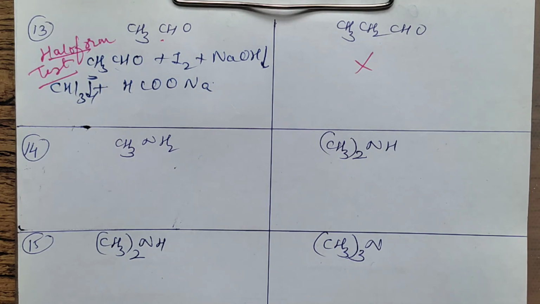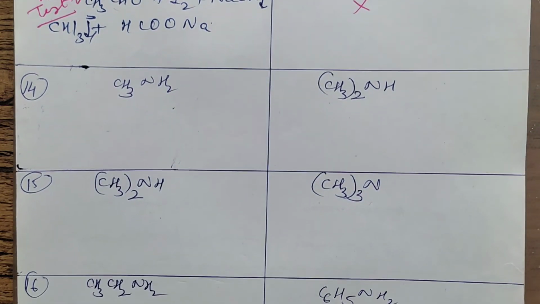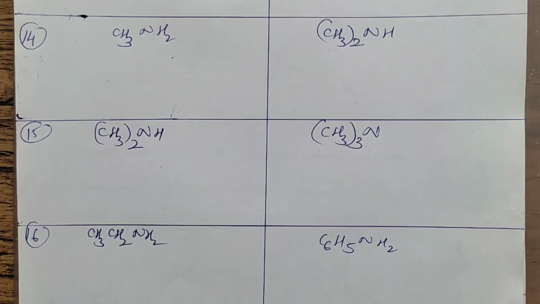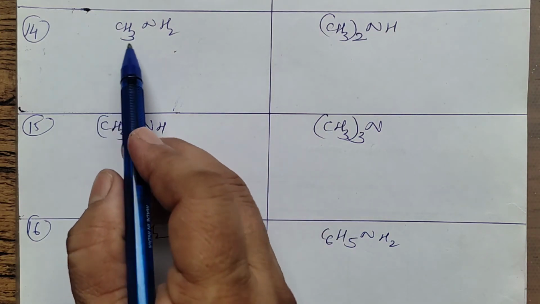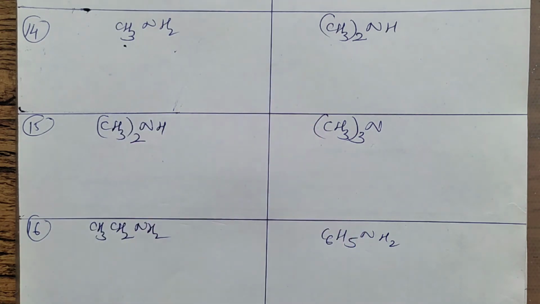Fine till here. Now we'll move on to amines. So we are trying to complete all the distinguish between questions which are included in your chapter, in complete organic chemistry. So please watch till the end. Just a few more are left. This is an amine. This is 1 degree amine. This is 2 degree amine.